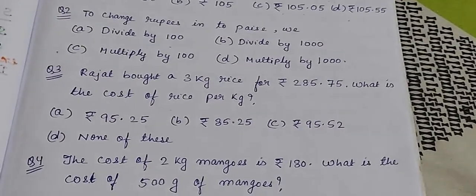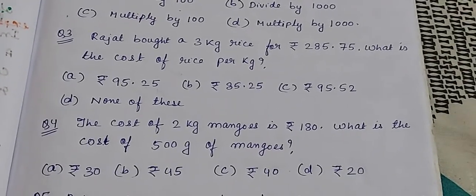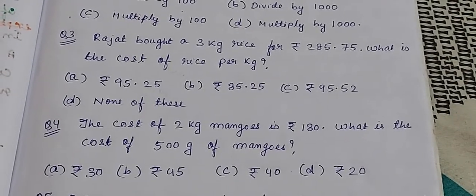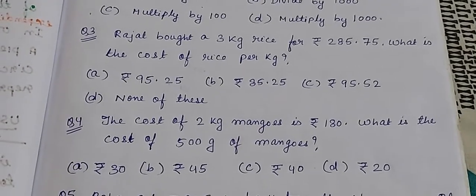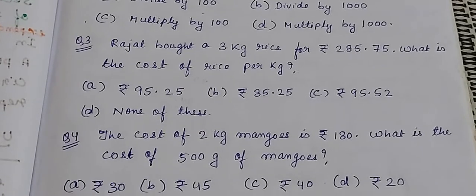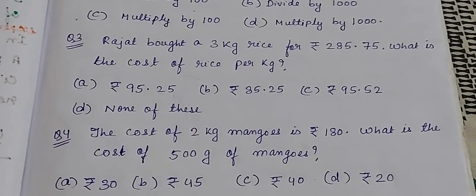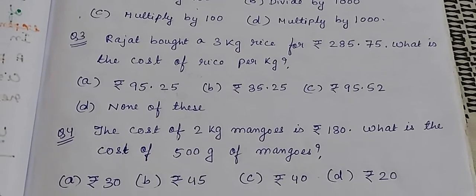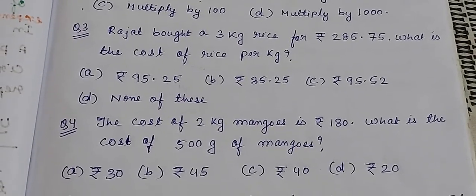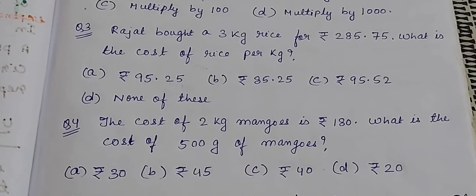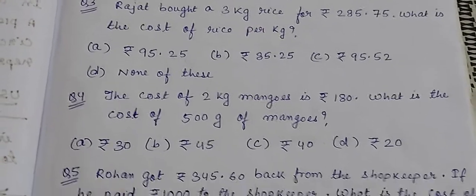Next, question number 3. Rajat bought 3 kg rice for rupees 285.75. What is the cost of rice per kg? So if the cost of 3 kg rice is this much, then what is the cost of 1 kg rice? Means you have to divide the amount by 3. That is, 285.75 you have to divide by 3. So whatever answer you get, you check it from the options.